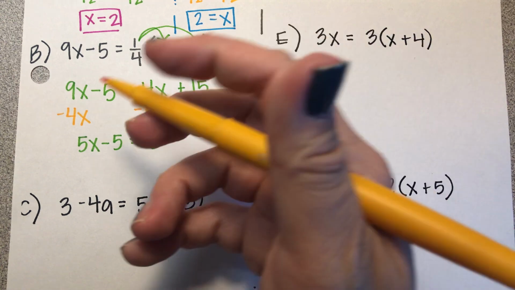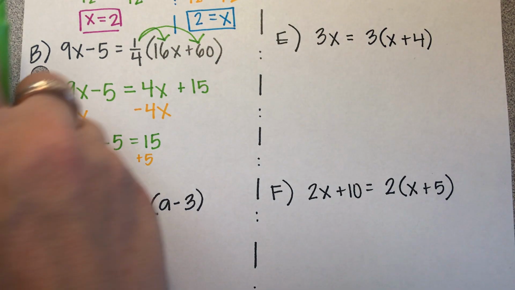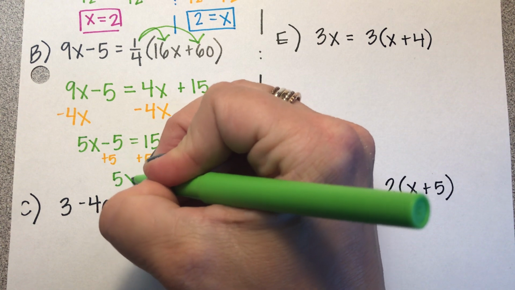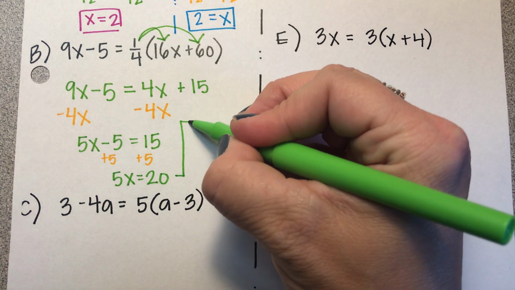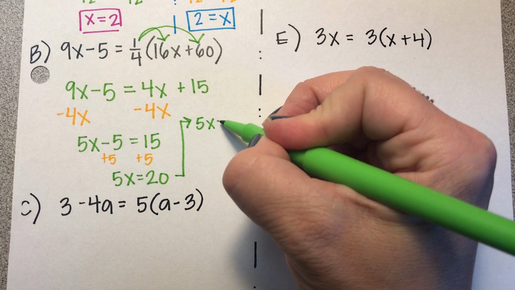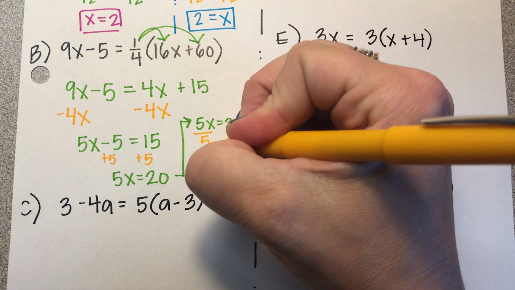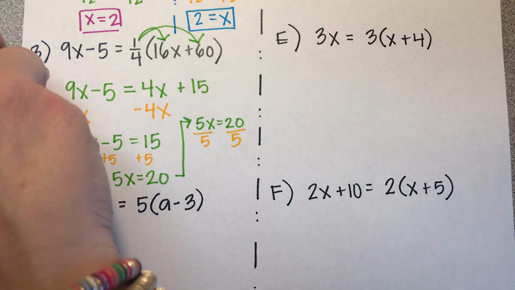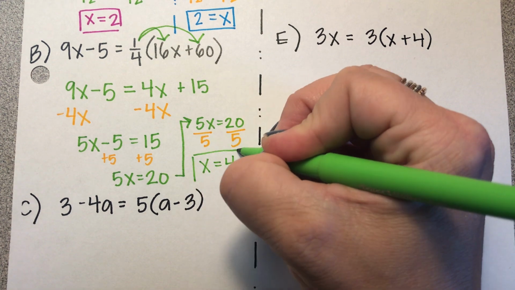So now it's a regular two-step equation. I'm going to add 5 to both sides to get 5x equals 20. Then I'm going to come over here because I'm trying to show all of my steps. I'm going to divide both sides by 5. When I divide that by 5, I get x equals 4.